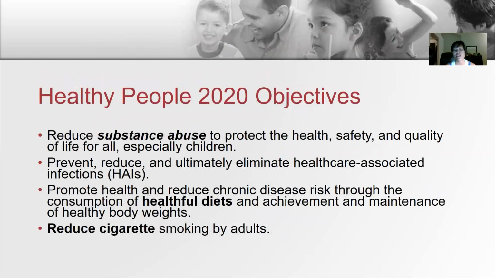Healthy People 2020 objectives that I targeted for this population are: reduce substance abuse to protect the health, safety, and quality of life for all, especially children. Prevent, reduce, ultimately eliminate healthcare associated infections. This one wasn't quite geared to the homeless population, but definitely infection is prevalent among homeless people.